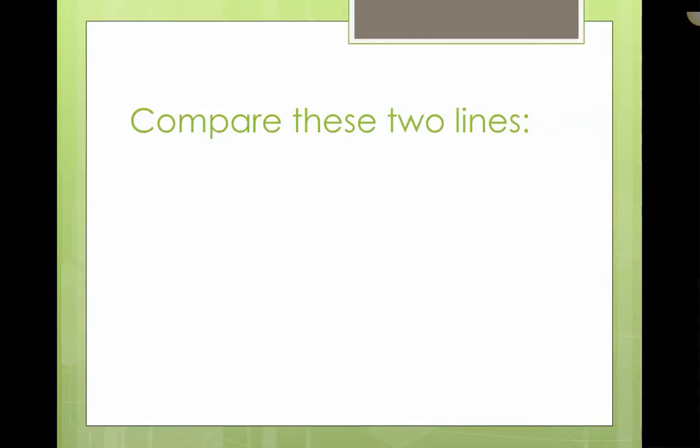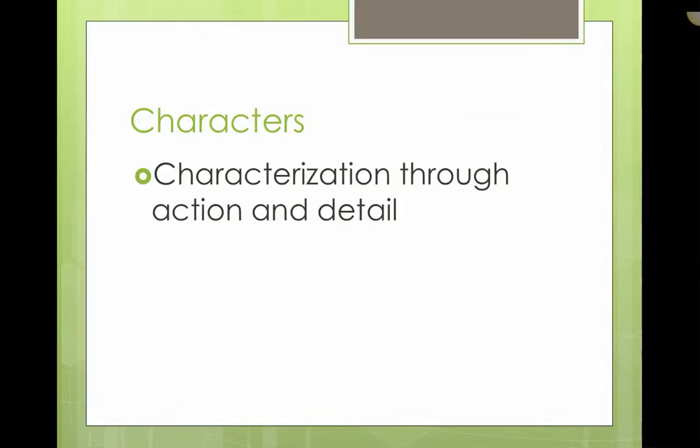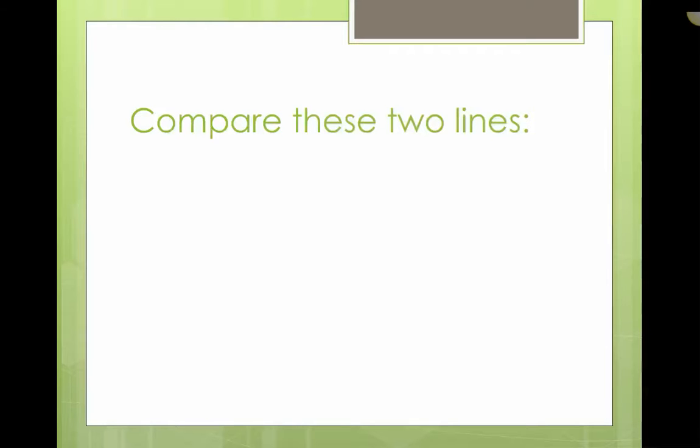The question is, how do we create characters readers will be interested in? How do we avoid cliches, stereotypes, or one-dimensional characters? One of the best ways to do this is through characterization. Describing who the characters are and revealing to the reader what type of person that character may be. Characterization is best done through action and detail. I'll show you exactly what that means.